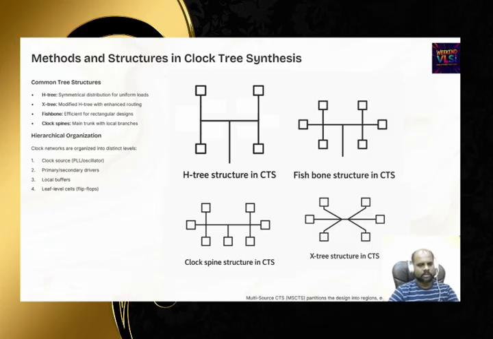Okay, next is the fishbone structure. You see here, the fishbone. It is similar to a clock spine, but with fishbone you can have a single, or multiple parallel spines also. Then there will be ribs, so that from the ribs it is connected to all the sinks. The shape looks like a fish skeleton with a central backbone and evenly spread ribs.